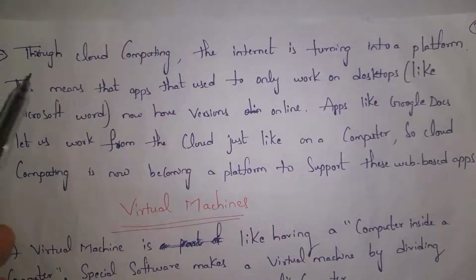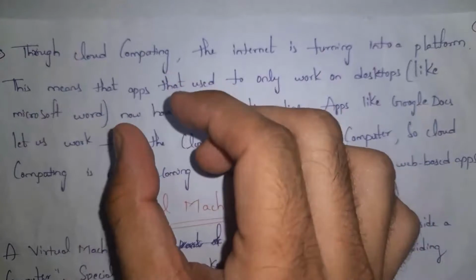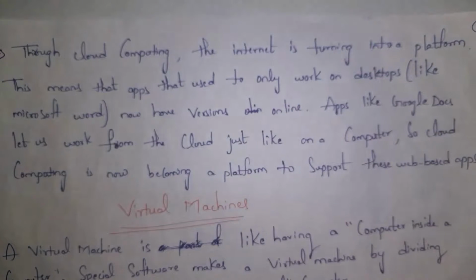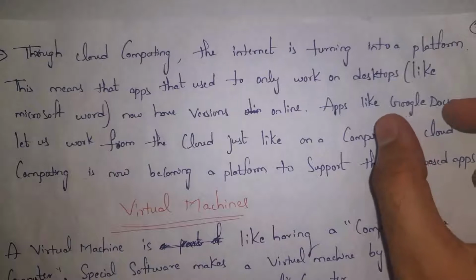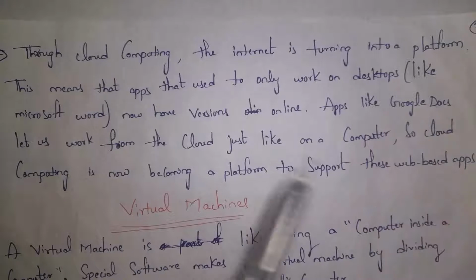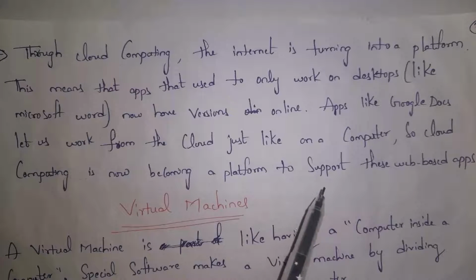Through cloud computing, the internet is turning into a platform. This means that software that works on desktop now has online versions. For example, Google Docs is the online version of MS Office. So cloud computing is now becoming a platform to support various kinds of web-based applications.